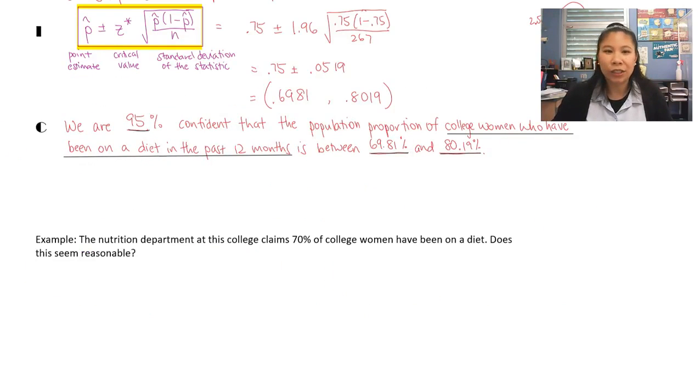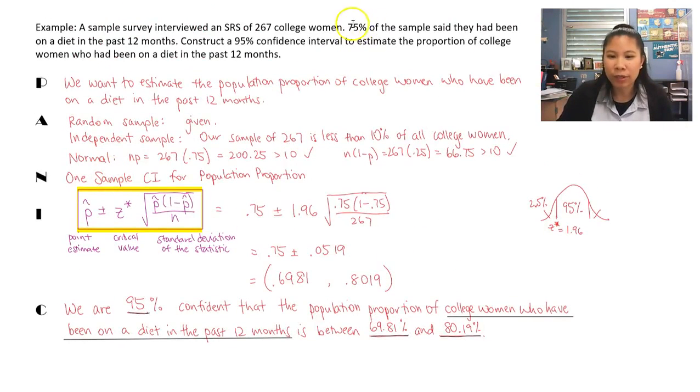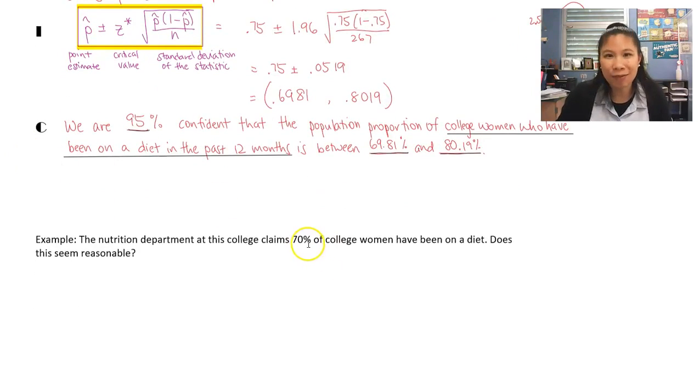So now I want to talk about a question that relates to the last problem that we did where we calculated the confidence interval. So this time, the nutrition department at this college claims 70% of college women have been on a diet. Does this seem reasonable? So here, remember from our problem before, we were saying 75% of the sample had said they were on a diet. So now the nutrition department is trying to claim a different number, 70%. So they're saying this 70% is talking about the whole population. So based on whatever studies they did, they're saying 70%. Does this seem reasonable based off of our sample?